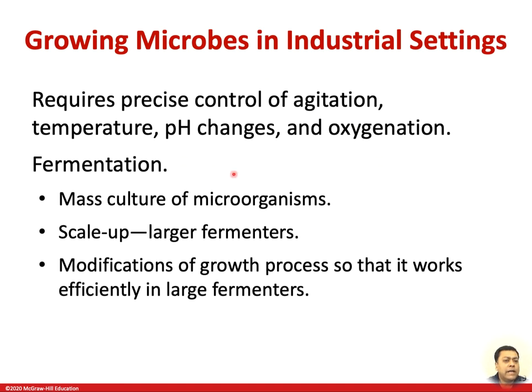So to grow these different types of microorganisms, you need precise control of agitation, temperature, pH, and oxygenation. And this is basically the mass culture of microorganisms that I just explained. And then you scale up to large fermenters. What do you mean by a large fermenter? Some of the fermenters can be 2 or 3 liters.